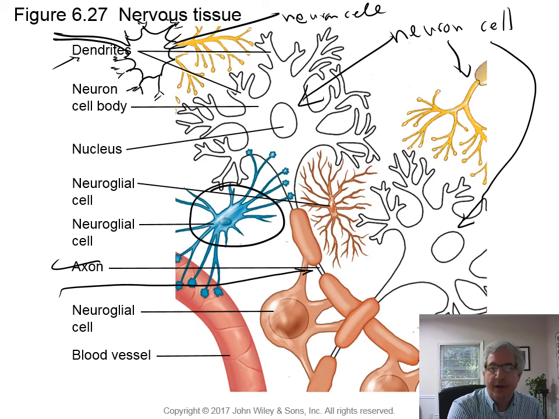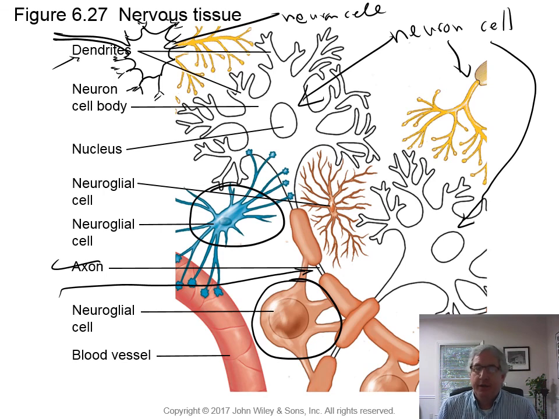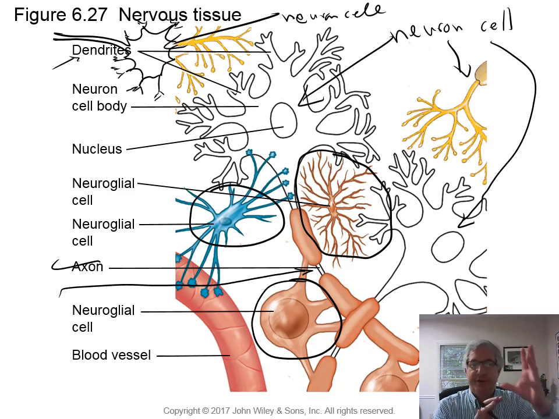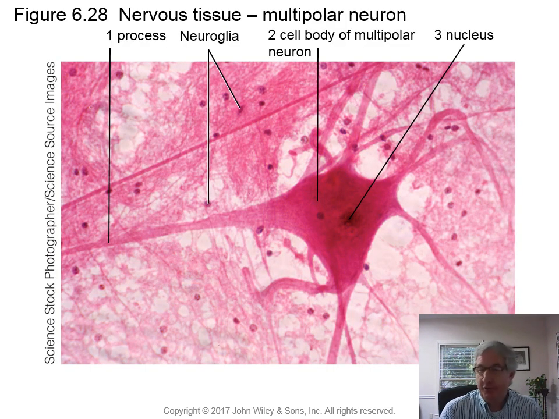Here's another neuroglial cell here. We'll talk about the different types of these later on. There are 6 different types of neuroglial cells. Here's another neuroglial cell here, right? So that just gives you an idea of how these things are put together. You have neuron cells and you have neuroglial cells all around them helping them out. Next slide. That's what makes up nervous tissue.